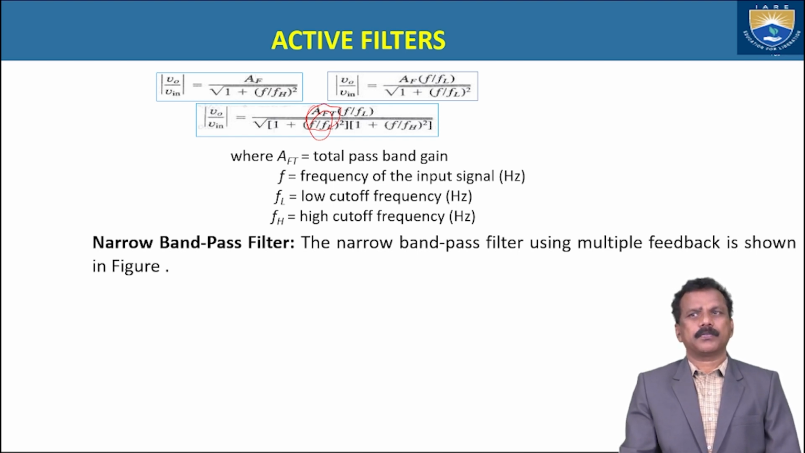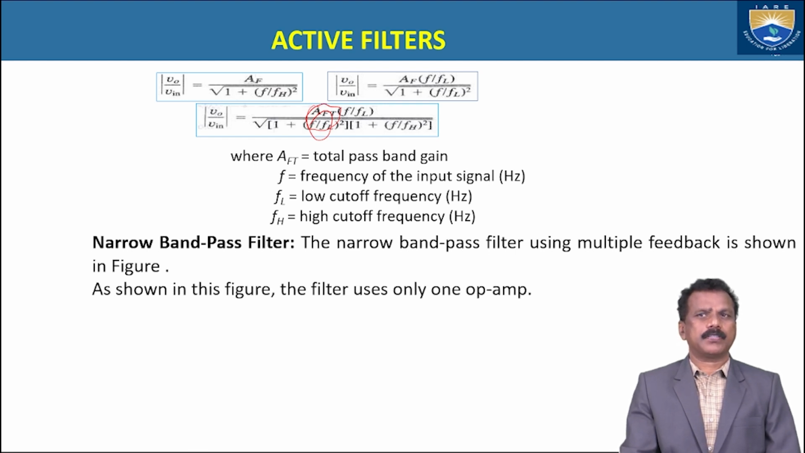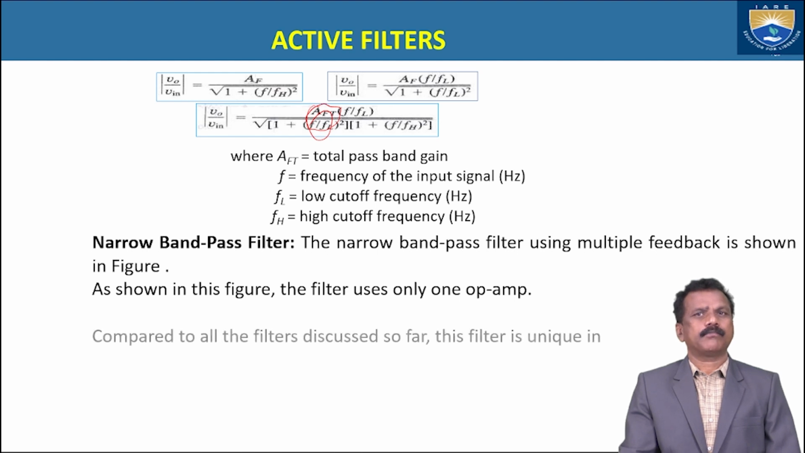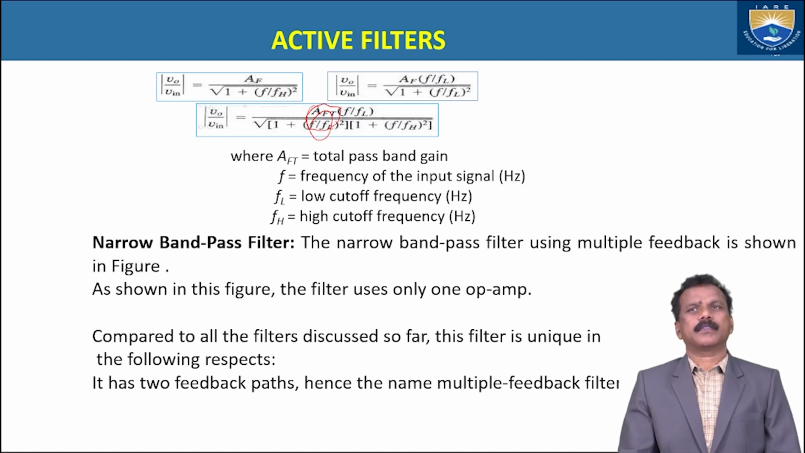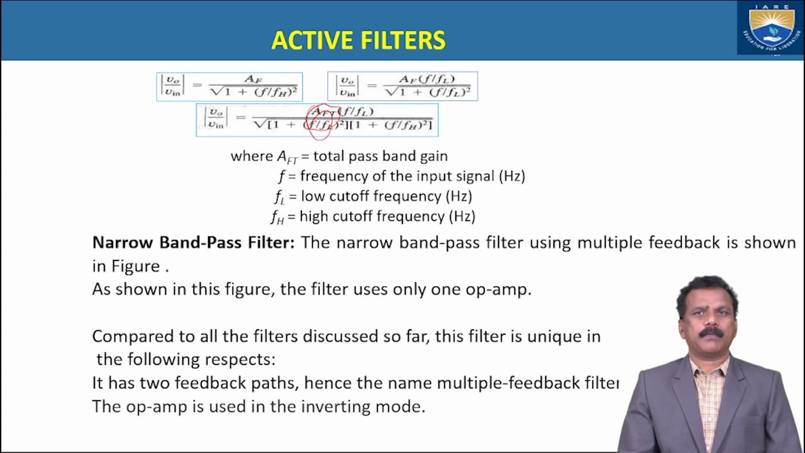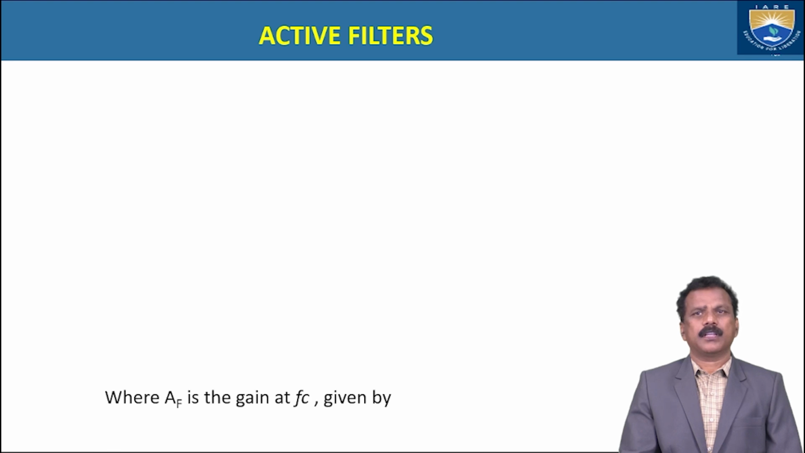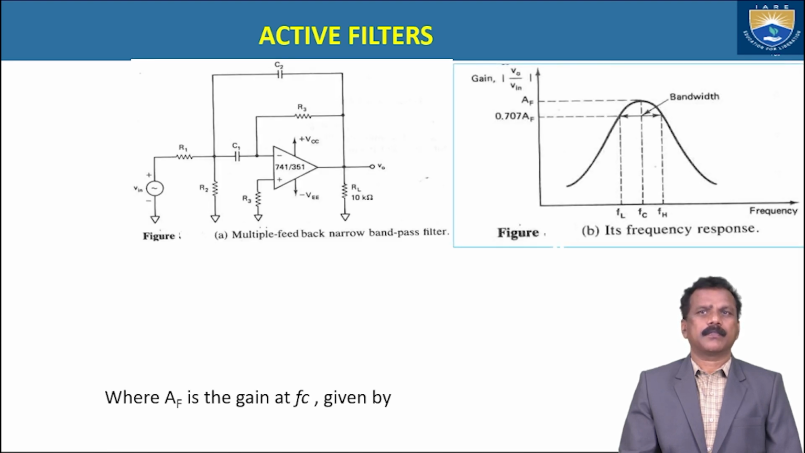Now coming to the narrow band pass filter. The narrow band pass filter using multiple feedback is shown in the figure. It uses only one op amp compared to the other filters like low pass, high pass, and band pass, so this filter is unique. It has two feedback paths, hence the name multiple feedback filter. The op-amp is used in the inverting mode.